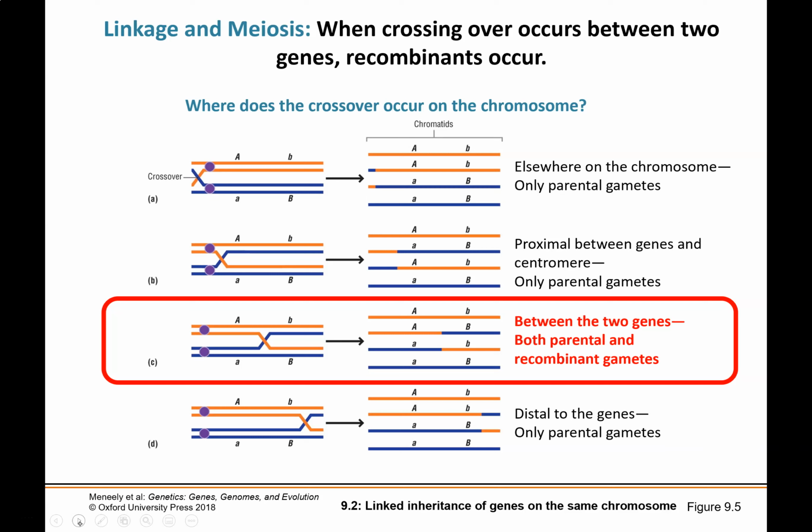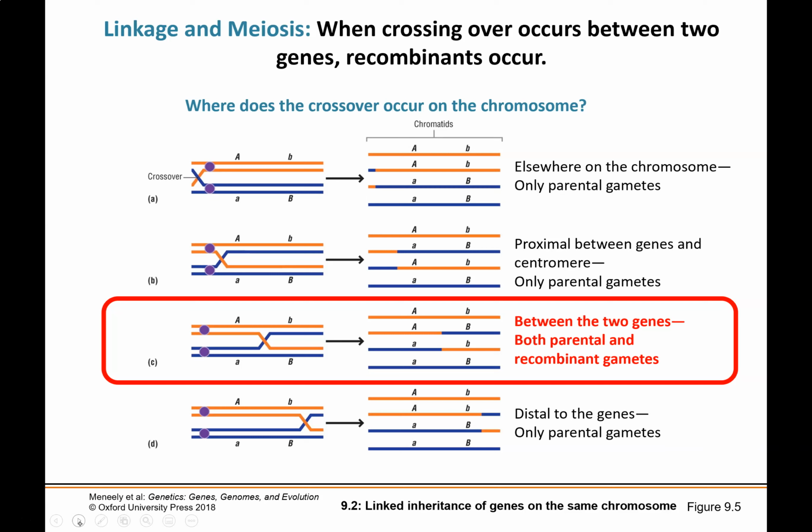So there are several different possibilities for a crossover event when you look at these 2 genes. The first possibility is that the crossover event occurs on the other side of the centromere. If that happens, there's no recombinants for those 2 genes. The second possibility is that the crossover event can occur between the centromere and the 2 genes that you're talking about. If that happens, you don't get any new combinations of parental chromosomes. So in either of those situations, you only get parental gametes.